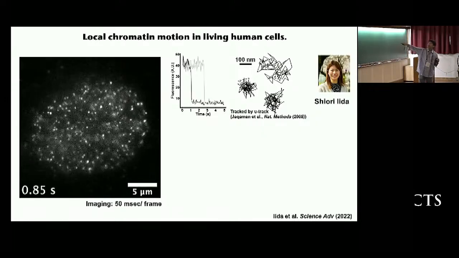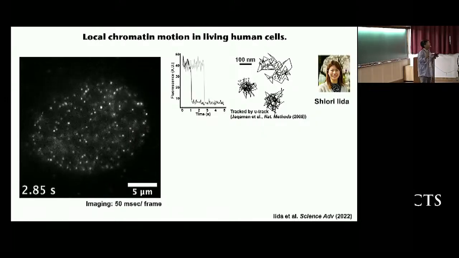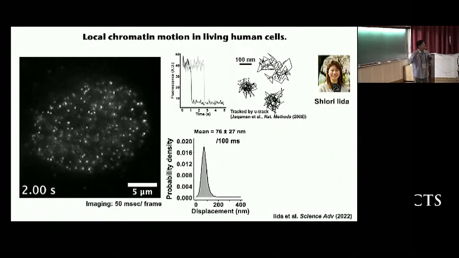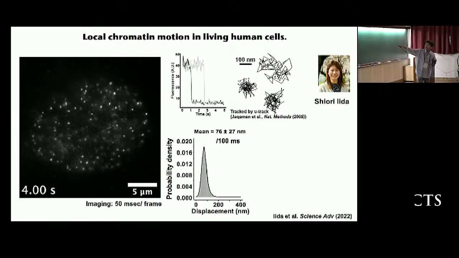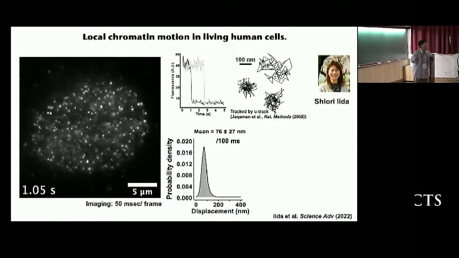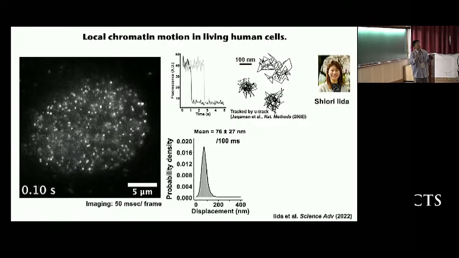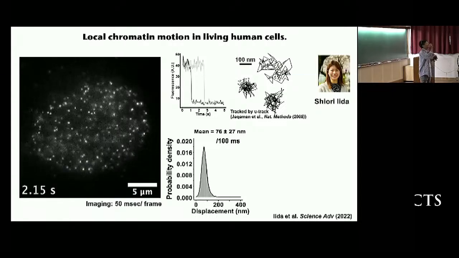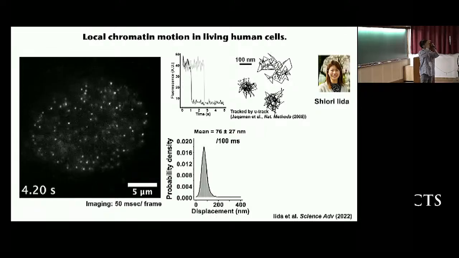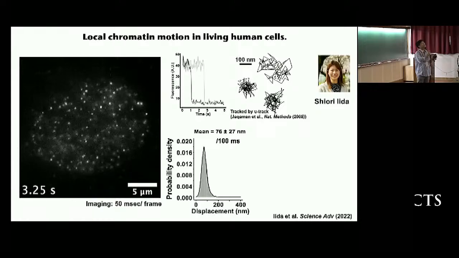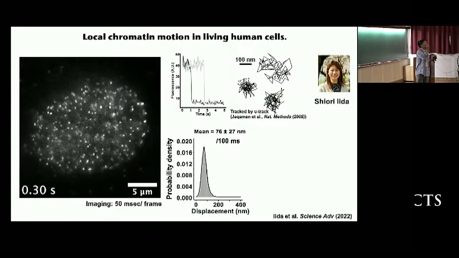Based on this kind of trajectory data, we calculated the displacement of the nucleosome. As you see, the nucleosome can move 80 nanometers in 100 milliseconds. This value is 8 times larger than the nucleosome size. So I would say that's quite a big movement in a short time period.